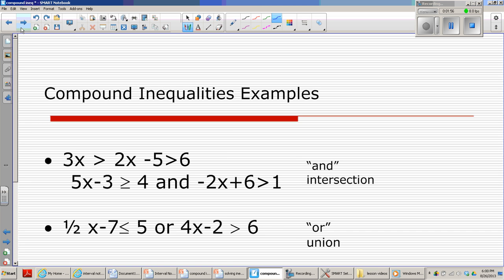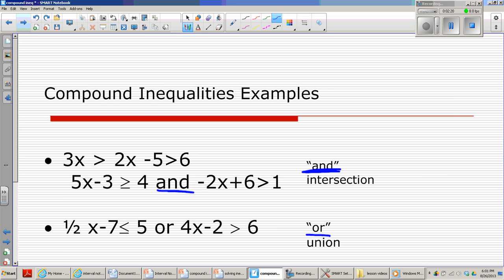A couple more examples. 3 is greater than 2x minus 5, which is greater than 6. Notice this is written as one inequality, so this will be an and. 5x minus 3 is greater than 4, and, so we know we have an and, or an intersection. -2x plus 6 is greater than 1.